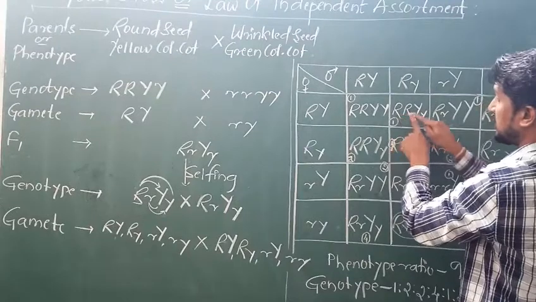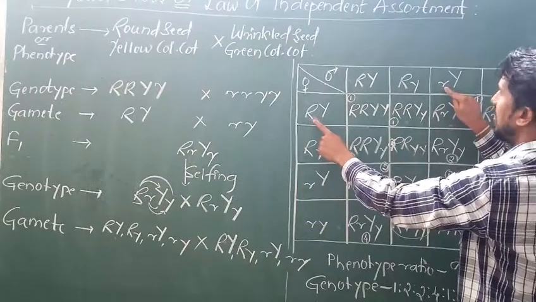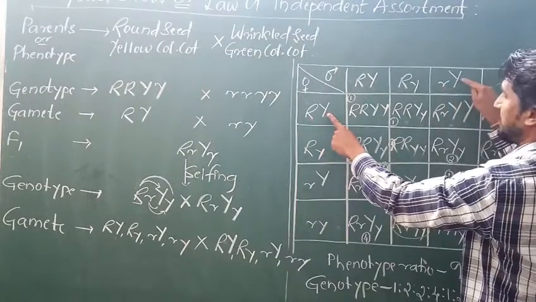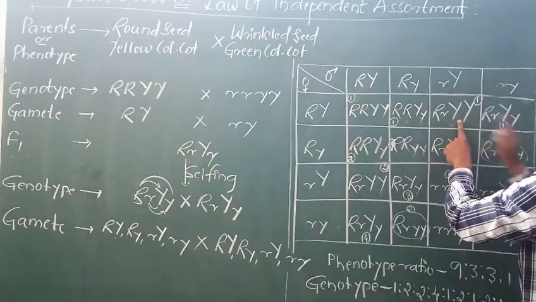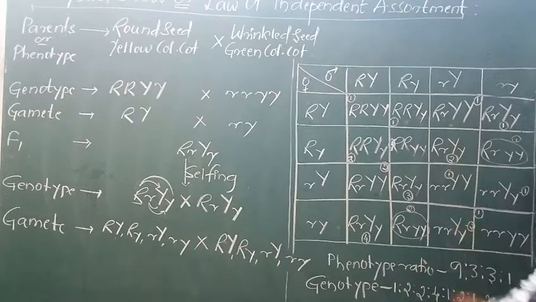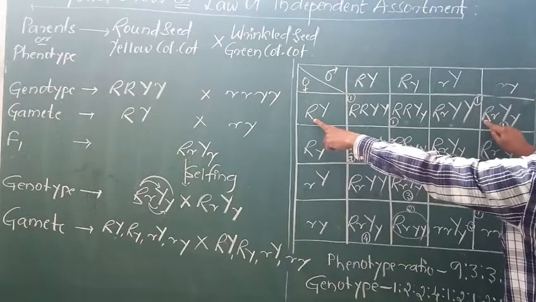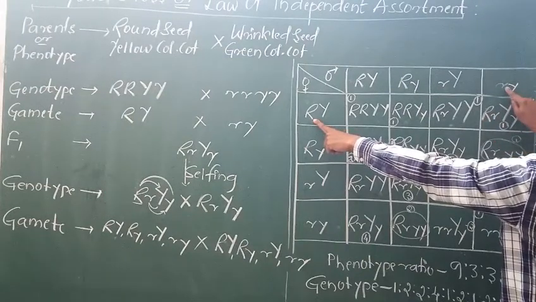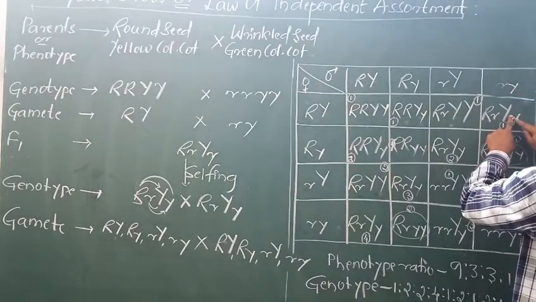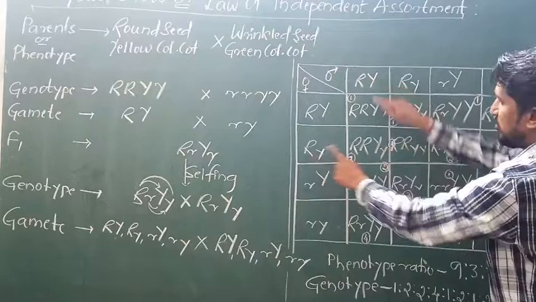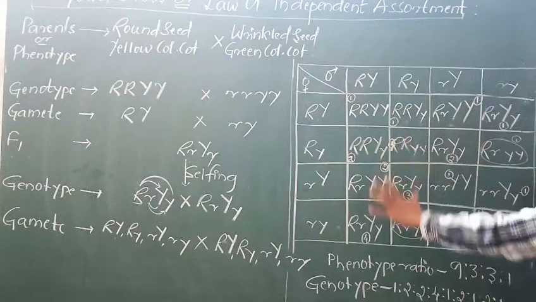Round seed homozygous, yellow color cotyledon heterozygous. Then the third one: capital R, small r, capital Y, capital Y. That is round seed heterozygous, yellow color cotyledon homozygous. Right? Like that, the checkerboard you can see: capital R and small r, capital Y and small y. Like the same, you are going to cross all the organisms. Everybody knows it.